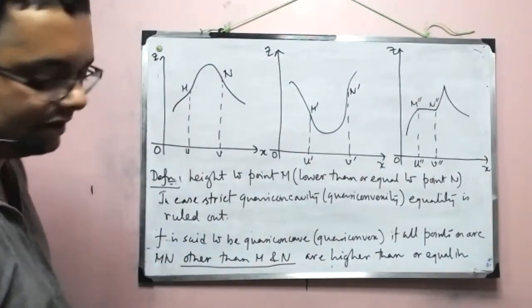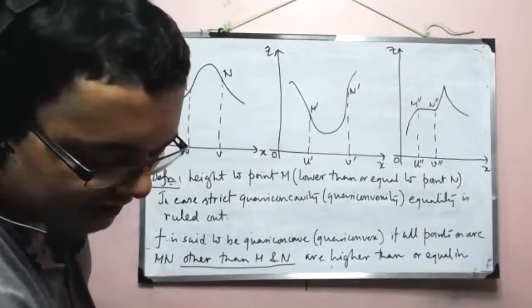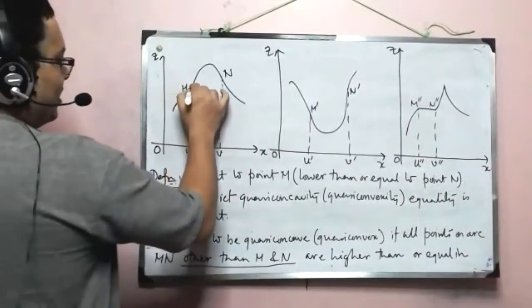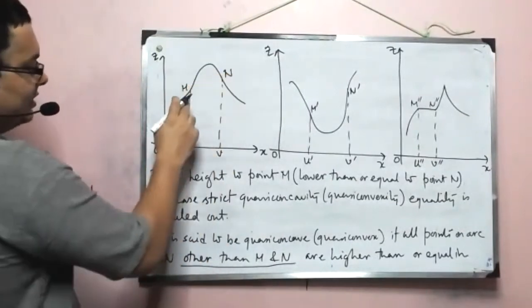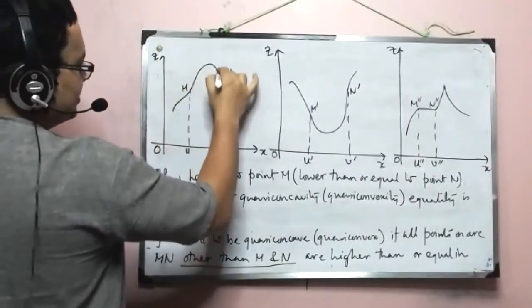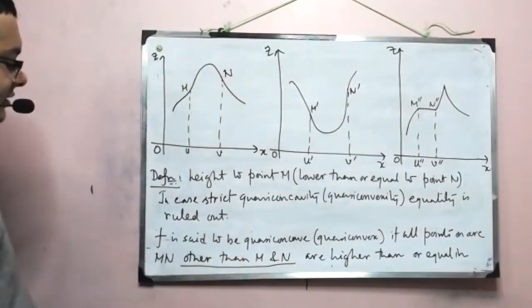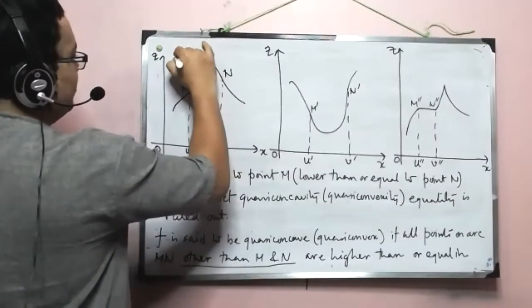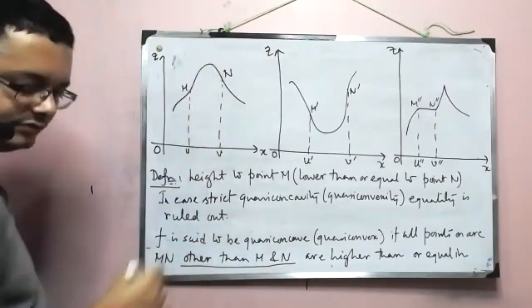Now, obviously, we can identify these three diagrams. Look at this. Here arc MN is generated, and other than M and N, all the points are strictly higher. So this is strict quasi-concave, right?